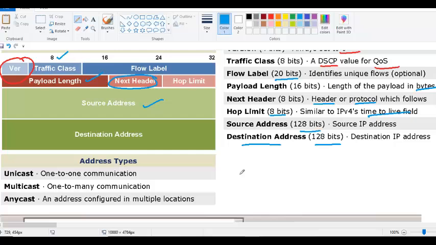Now you see, these fields that you are seeing, 1, 2, 3, 4, 5, 6, 7, 8 fields. These 8 fields are mandatory fields. They will always be there. But there is an option to extend the IPv6 header according to the requirement. IPv6 supports extension.